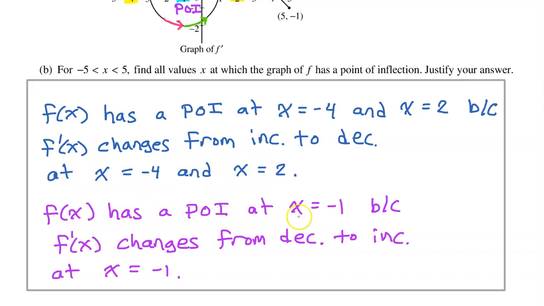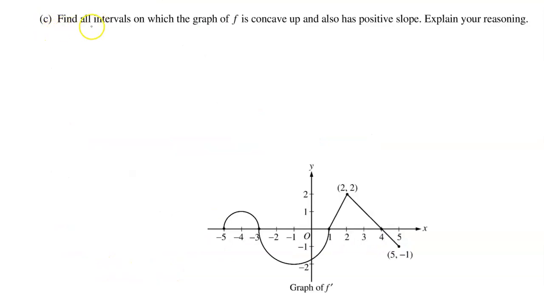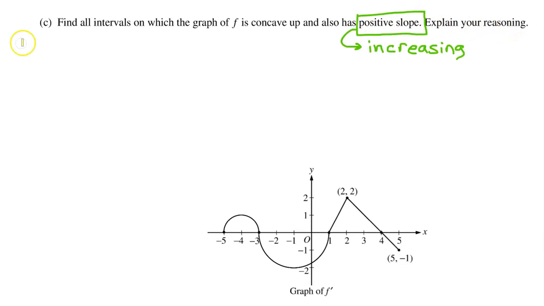F has a point of inflection at x equals -1 because f prime changes from decreasing to increasing at x equals -1. Part C. Find all intervals on which the graph of f is concave up and also has a positive slope. Explain your reasoning.